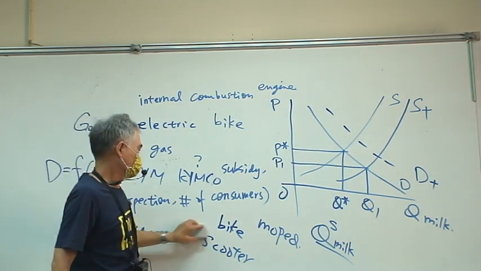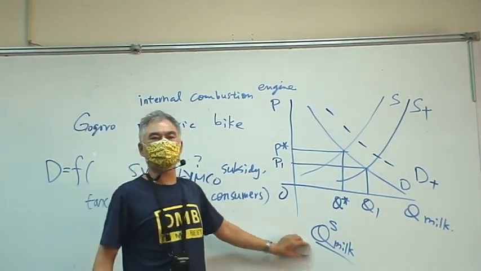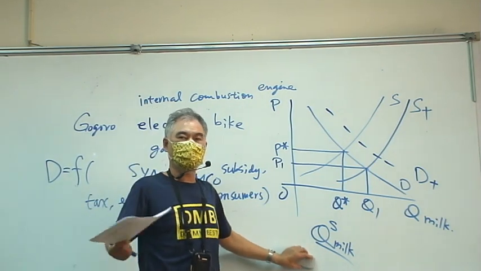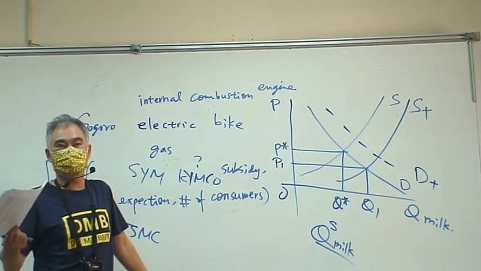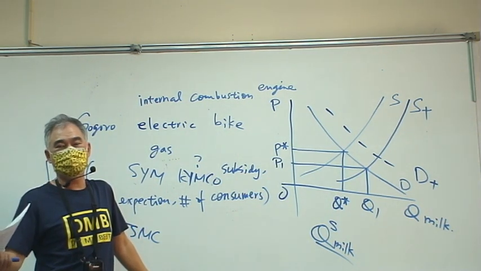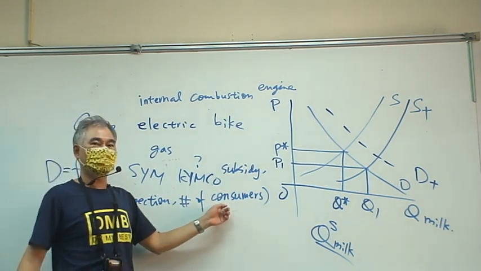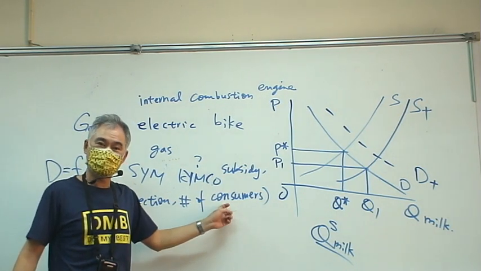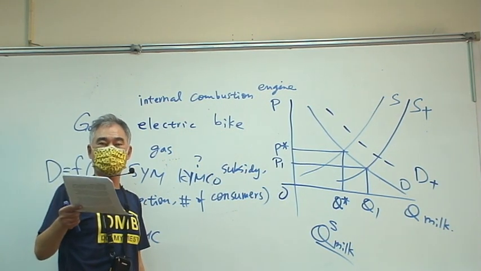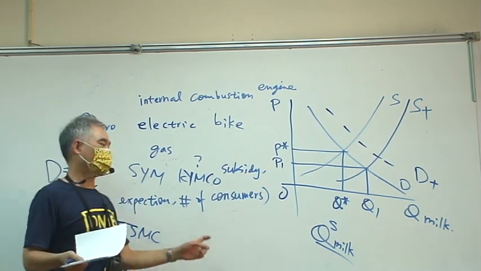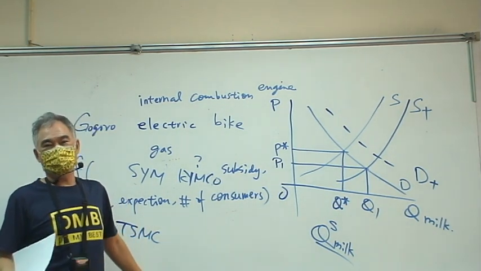Number of consumers. I have tried to predict that the price of houses in Taiwan is going to go down because we have population aging. You've got fewer babies, right? And you get a lot of old people. Do they really need new houses? No. But what happened? Even though you have fewer consumers, fewer buyers of houses, the housing market keeps booming because of expectation. A lot of people treat houses as an investment, really.